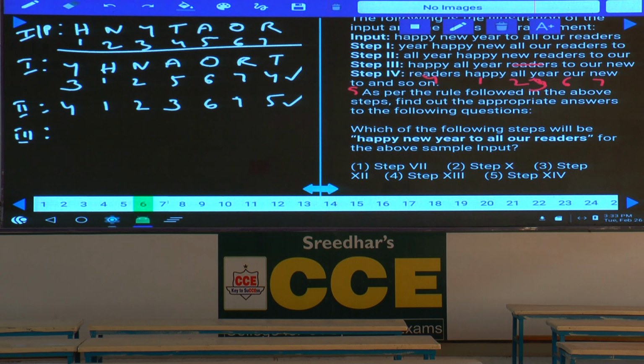As 7 elements are there, all these elements are in different positions. Hence, 7 plus 7, in total 14 steps are required to get the final output.